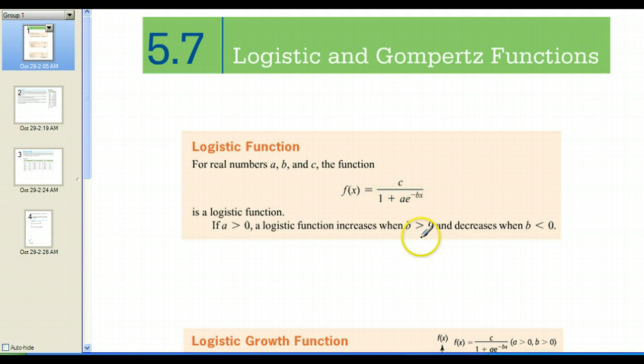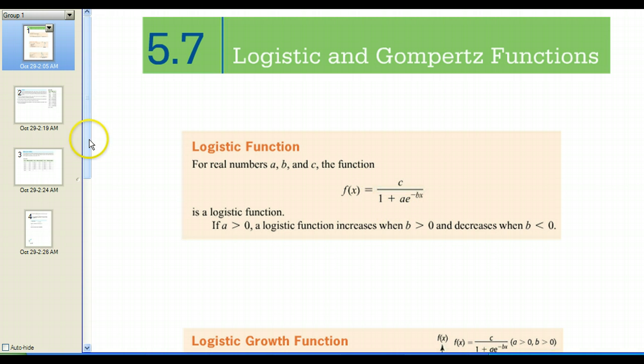C in this thing is called the ceiling. It's like the maximum value that the function can take on as x goes to positive or negative infinity, depending on the value again of B, if it's increasing or decreasing. But that's what I call C, the ceiling. Okay.